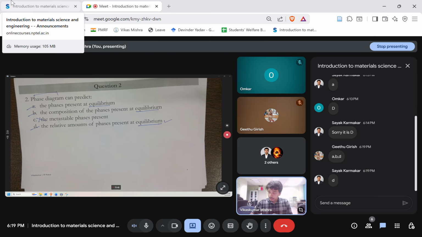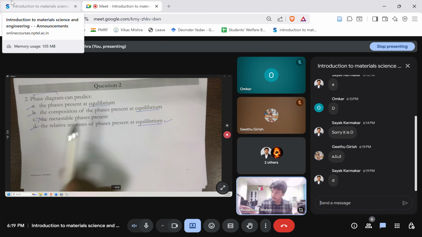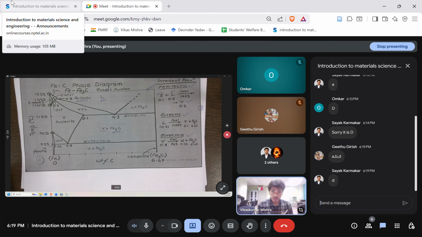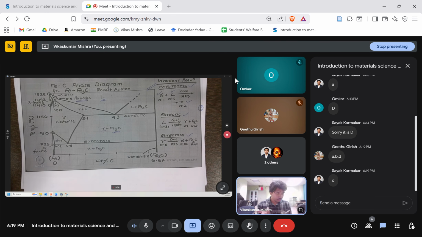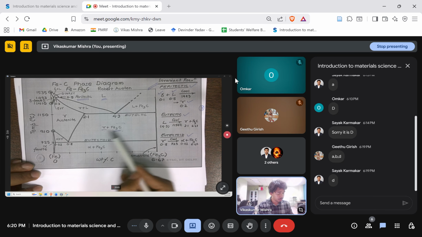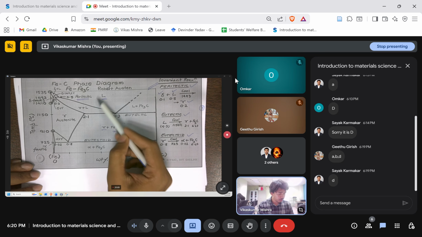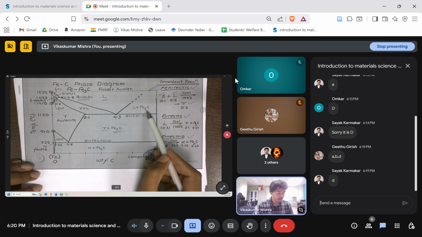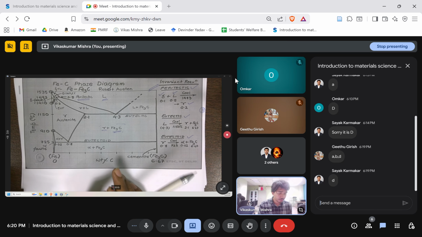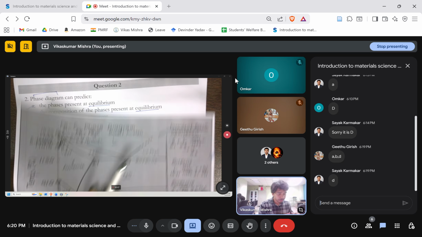So for example, let's go with the first one. The phases present. One phase diagram is given to us. We can easily answer what the phases present over here are. We can say alpha ferrite is there, cementite is there, gamma iron, that is austenite, is there, and the liquid phase is over here, and this region consists of the liquid and the cementite. So we have the entire information about what phases are present.